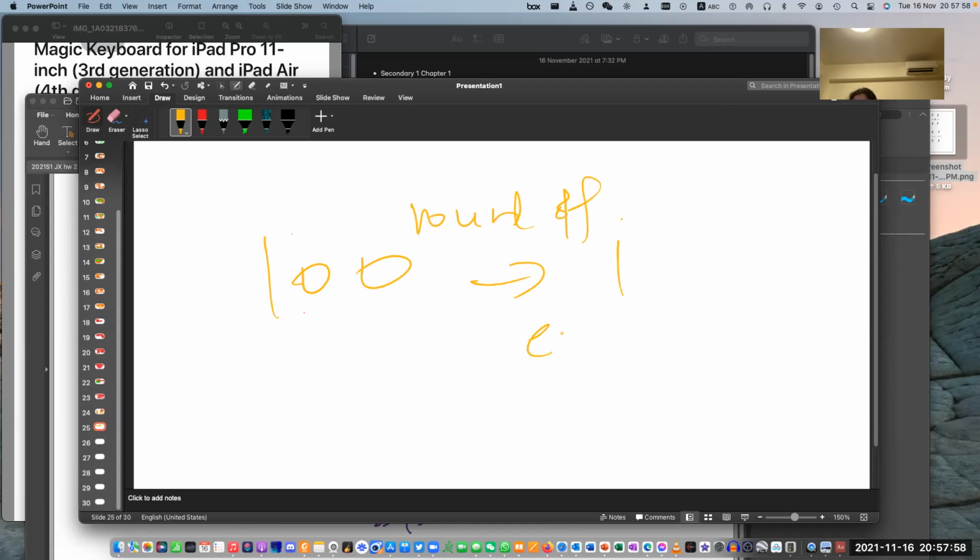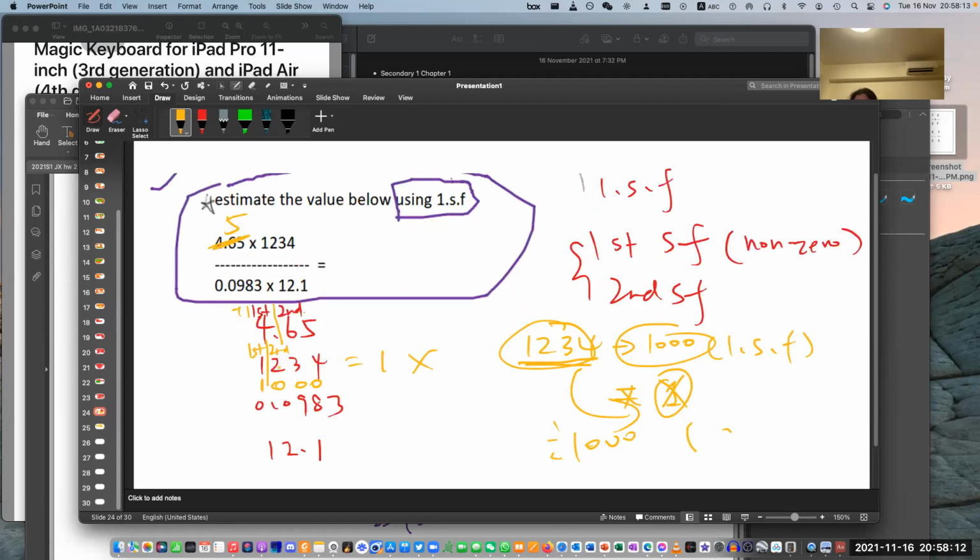This is not an estimate. How can you estimate 100 to 1? This is a very big shortfall. This is no longer an estimate. So that's why you have 1, 2, 3, 4, and you round down, and you get 1 for the first digit, and then you need to replace the rest by 0, so that the answer is 1,000. Therefore this is no longer 1, 2, 3, 4, it's 1,000.